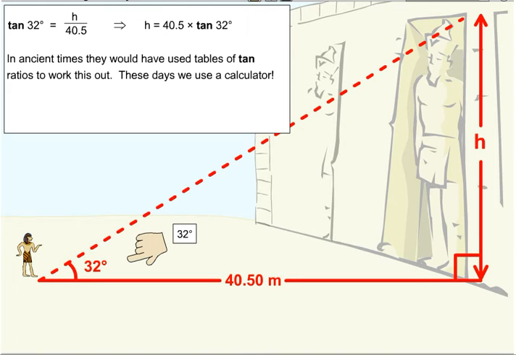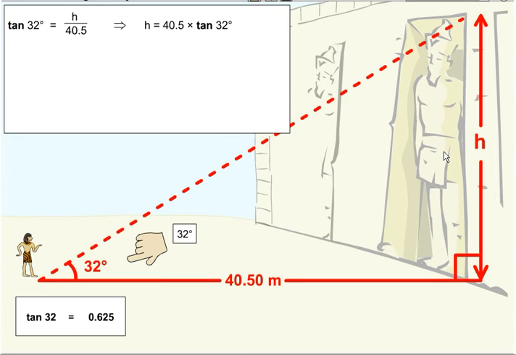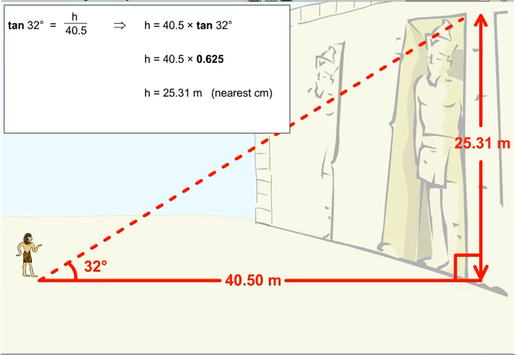In ancient times, they would have used tables of tan ratios to work this out. These days, we use a calculator. Tan of 32 degrees equals 0.625. So the height is 40.5 times 0.625. To the nearest centimetre, that's 25.31 metres. The statue is 25.31 metres tall.